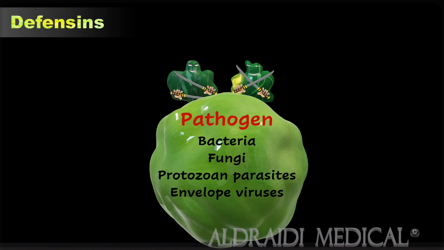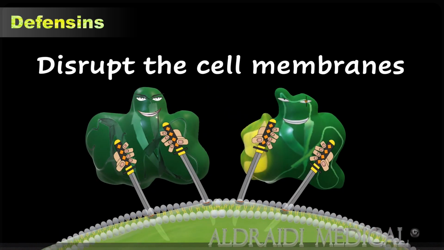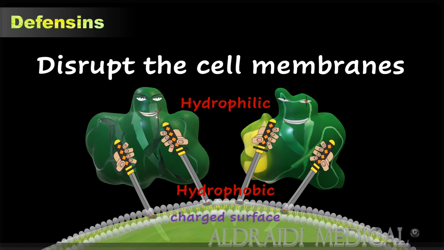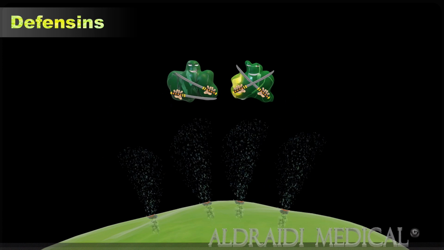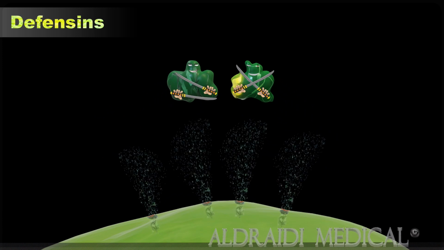Defensins act within minutes to disrupt the cell membranes of these pathogens, and that's largely due to their amphipathic structure, consisting of a positively charged region separated from a hydrophobic region. So they interact with the charged surface of the cell membrane of the microorganism and insert their hydrophobic region in the lipid bilayer, which usually contains negatively charged phospholipids. And that will result in the formation of a pore that makes the membrane of the microorganism leaky and lose its vitality.